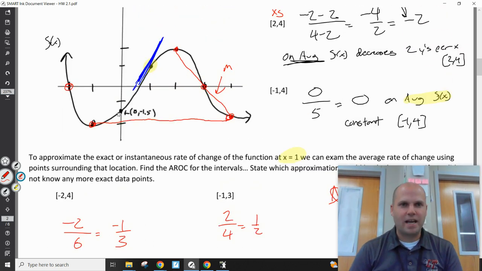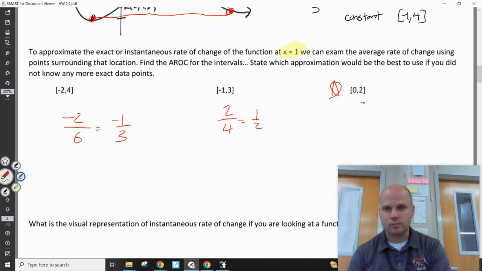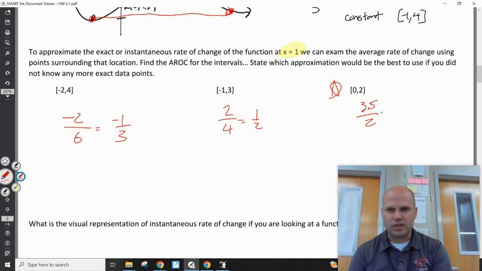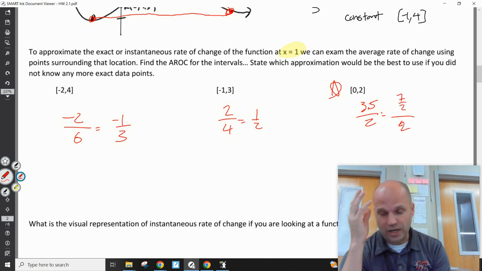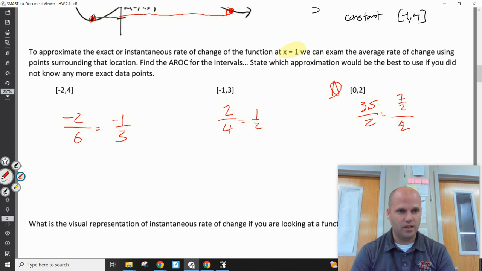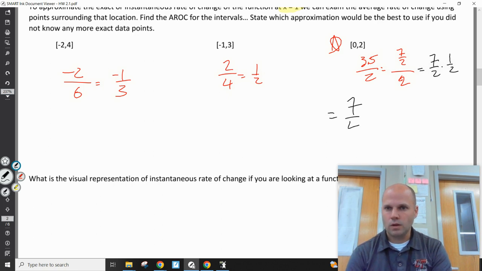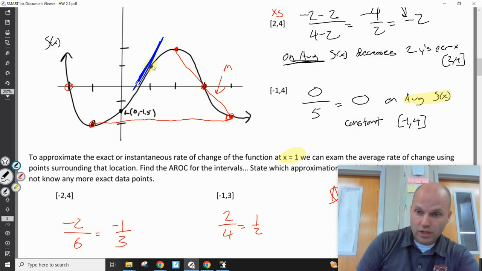I'm going from negative 1.5 to 2. So I'm going up to 3.5 over the course of 2 x's. Whatever this is, 3.5 is 7/2. 2, 4, 6, 7/2. 7/2 divided by 2, you guys got to know how to divide, is going to be 7/4. How do I do that? Keep, change, flip. That slope is probably the best approximation for this slope, right?